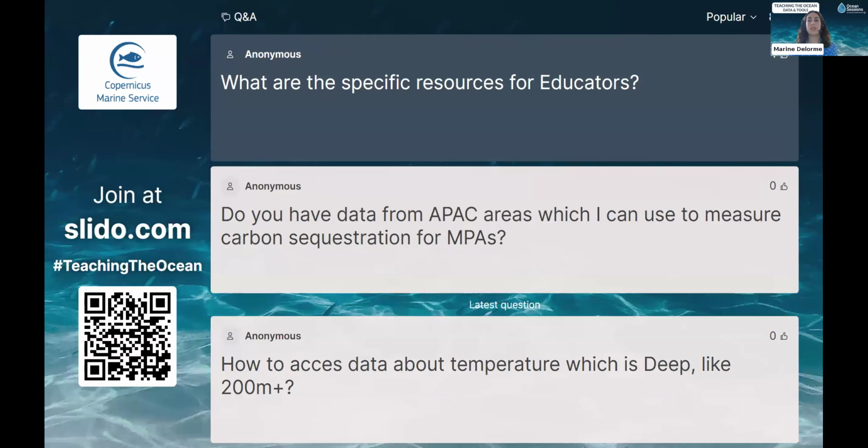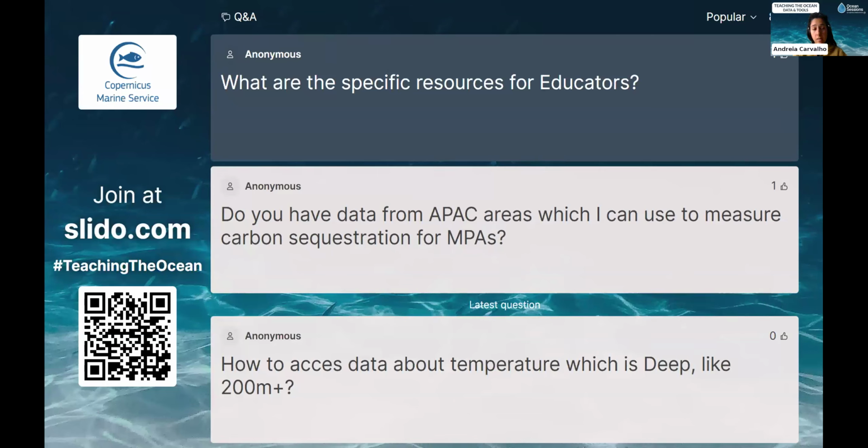I guess this is the last question that we will answer because we have to keep up with the timing. The question is, what are the specific resources for educators? I think all of the ones that we've shared today could be useful for educators. I don't know, Andrea, if you want to add something to this. No, that's it. Everything that I presented can be used in your classes. They can be adapted to different age groups, of course.